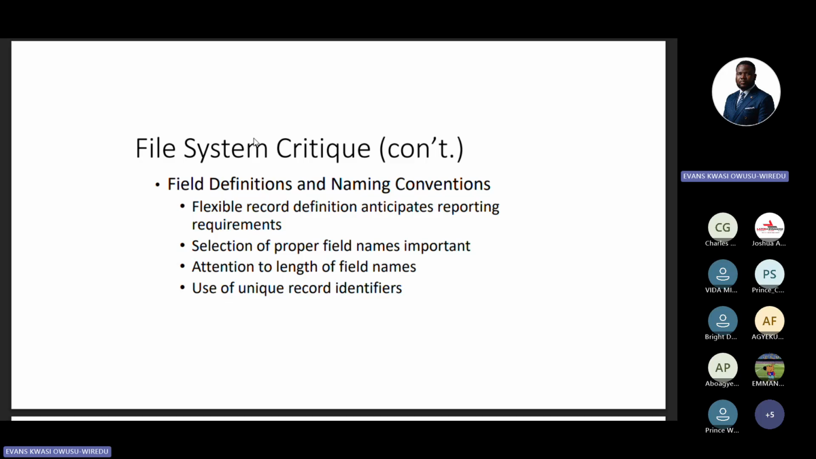So, field definitions and naming conventions, right? Flexible record definition anticipates reporting requirements. Selection of proper field names is important. Attention to length of field names, right? Use of unique record identifiers.